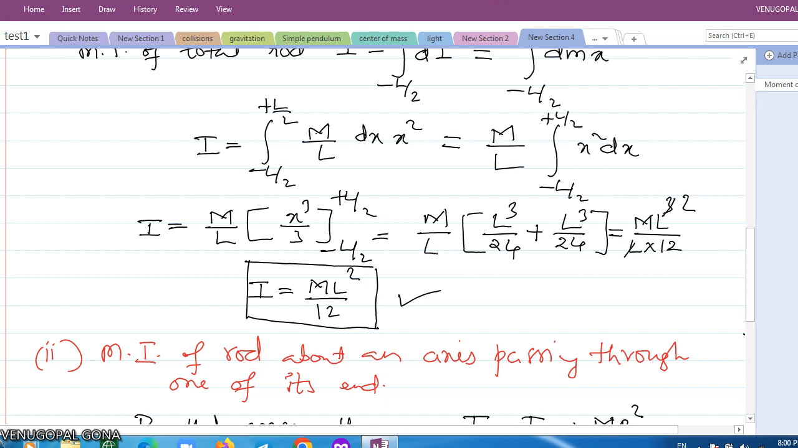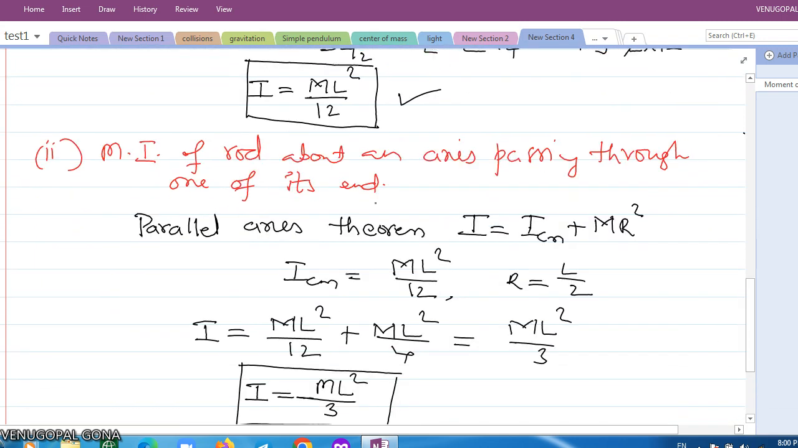And if you want the moment of inertia about an axis passing through one of its ends, we took the help of the parallel axis theorem, that is I equal to ICM plus m R square, where ICM we already derived, that is m L square by 12, and R value is L by 2. On substitution we got m L square by 3.